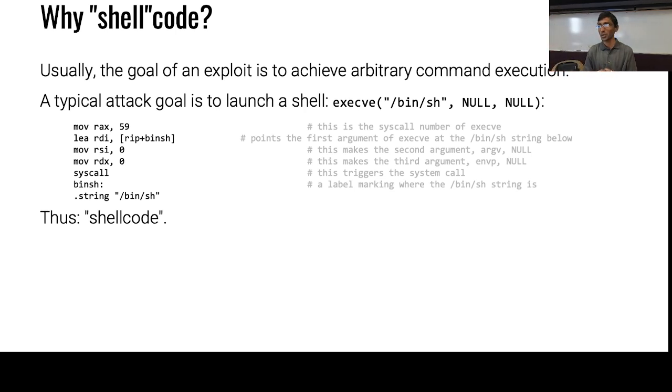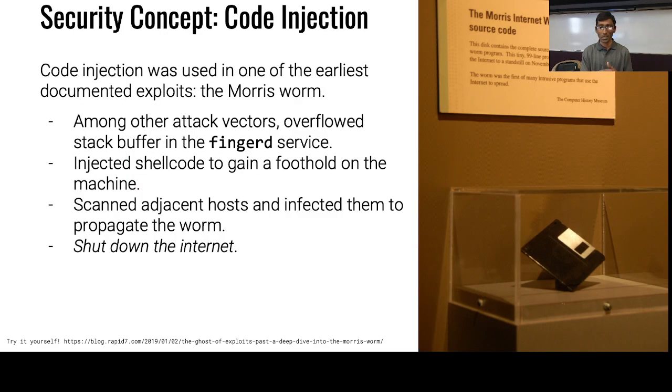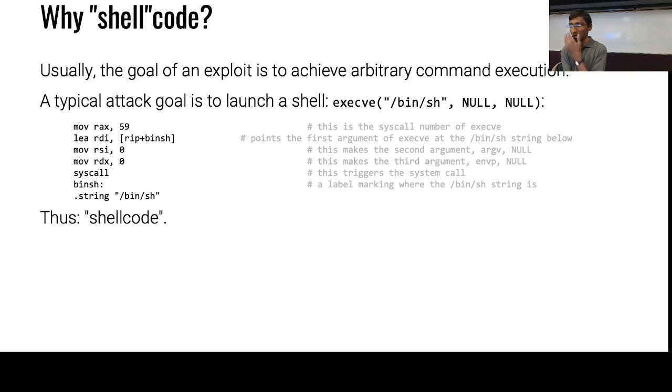So what would shellcode look like? The basic concept is that you have a program, for example the hello program that we saw, and you inject code as a part of the data into the code. That's the vulnerability, and the code gets executed. So how can we do that? Usually we can do that by spawning a shell.